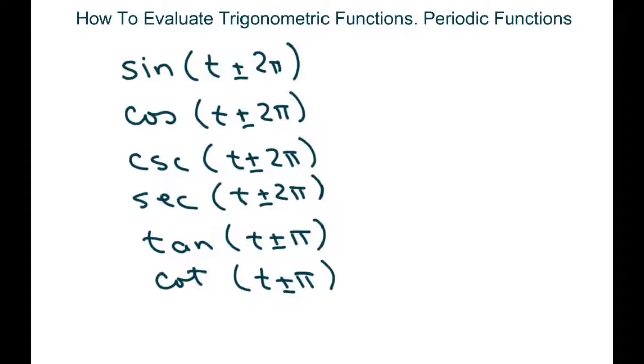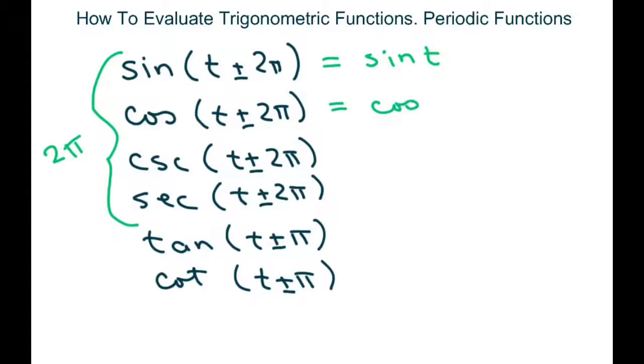To evaluate trigonometric functions, let's first discuss periodic functions. For the first four functions, the period is 2 pi. That means the values repeat every time you go around 360 degrees, either clockwise or counterclockwise. So basically, this is just going to be sine of t, because you get the same value, cosine of t, cosecant of t, secant of t. Now for the last two, the period is pi, because the values repeat every 180 degrees.